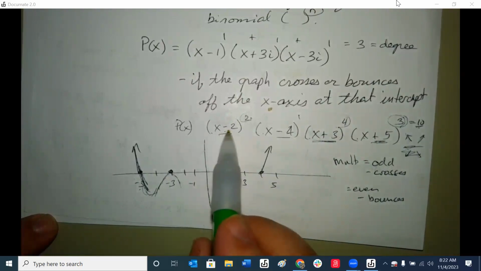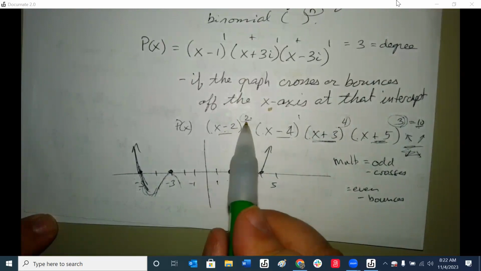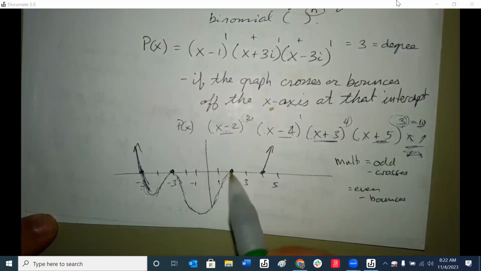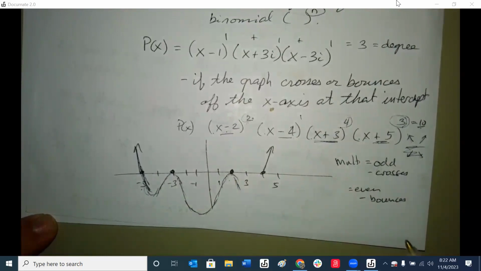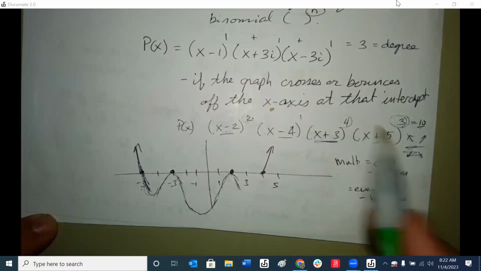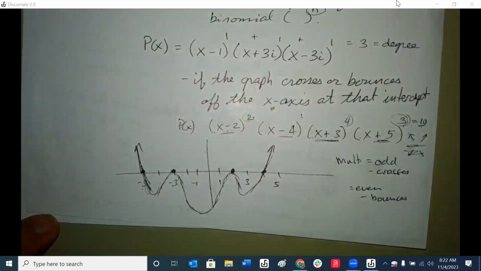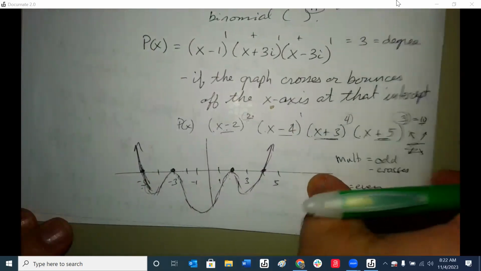At 2, it's even also. So it's going to bounce off that one also. And at 5, it's 3. So it's going to cross. And of course, it'll have different shape, but that's basically what it's going to look like. Again, the multiplicity of everything, that was section 3. So if you review those notes, you'll have a better understanding of what's going on here.